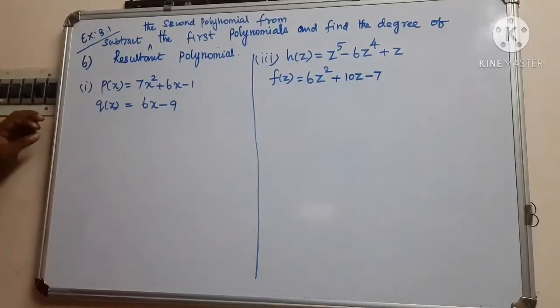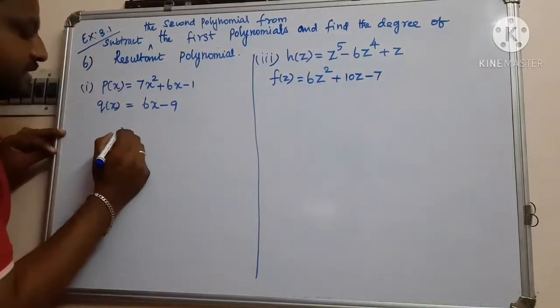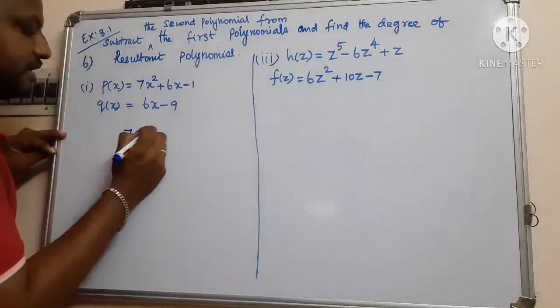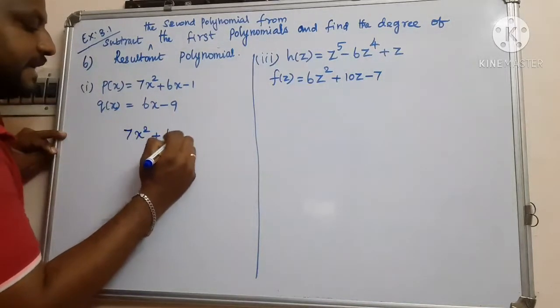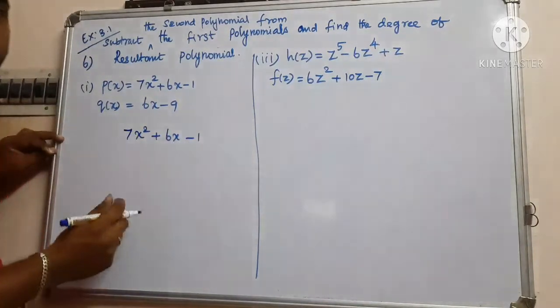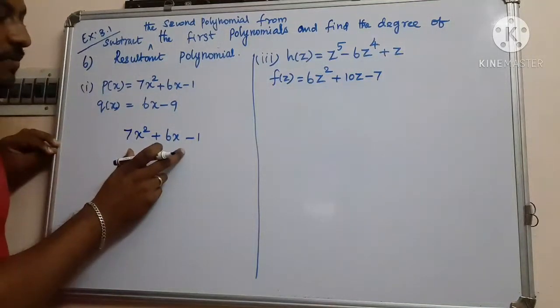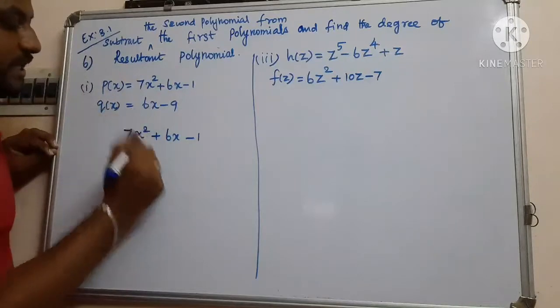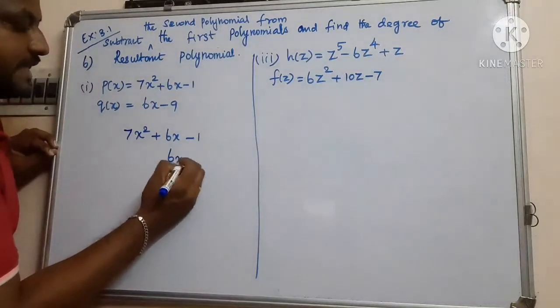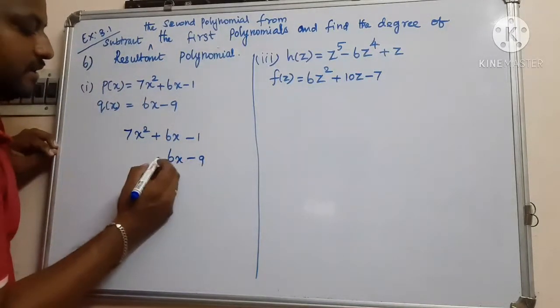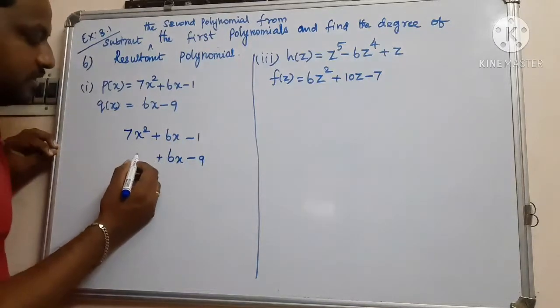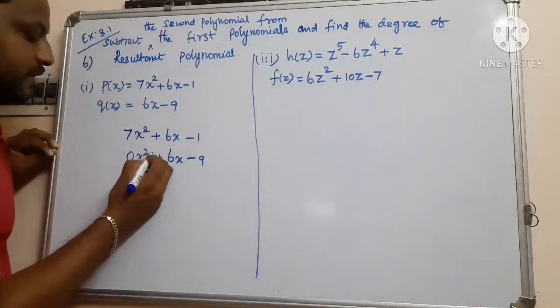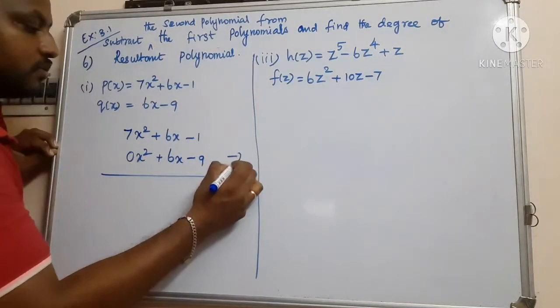So now the first polynomial is 7x square plus 6x minus 1. From this first polynomial, you have to subtract the second polynomial. The second polynomial is 6x minus 9. Here x square is not there, so 0x square. Now you have to subtract.